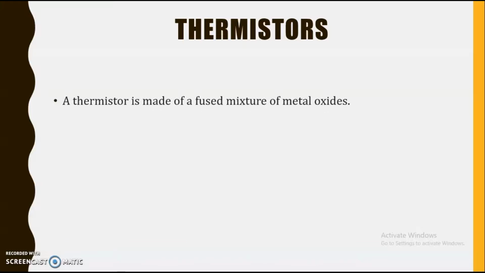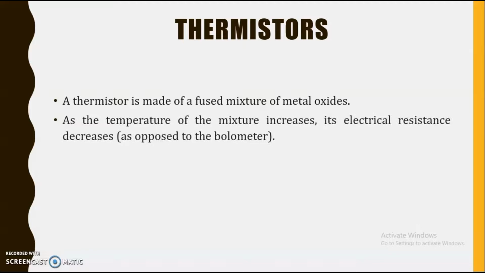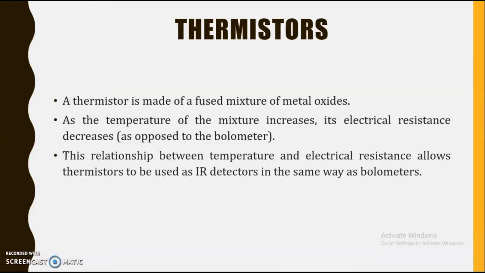Then thermistors. A thermistor is made up of a fused mixture of metal oxides. Now in the case of these metal oxides, as the temperature of the mixture increases, its electrical resistance decreases. Actually this is the opposite phenomenon of the bolometer. In the case of the bolometer we have seen that when the temperature increases, electrical resistance increases, and due to which a current flow is observed. But here, as the temperature of the mixture increases, its electrical resistance decreases.